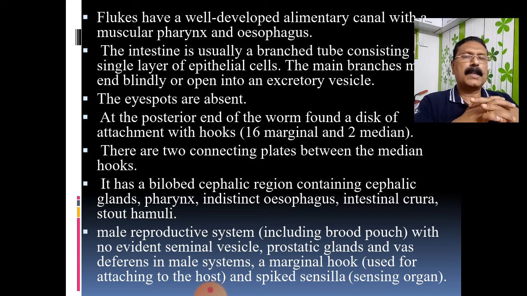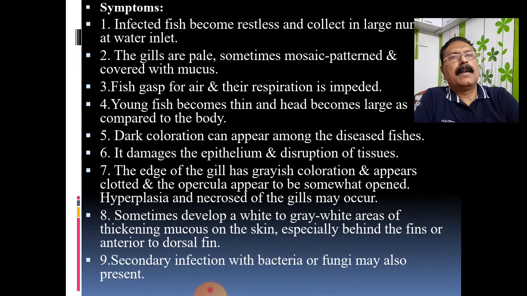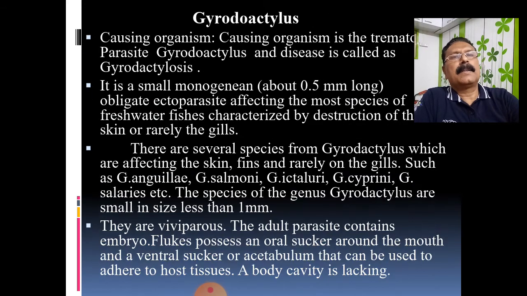Seminal vesicles evidence is not yet reported, and it also has the prostatic glands and vas deferens in the male system, marginal hooks, and certain types of sensory organs. So this is a little bit regarding the structure of the infecting parasite known as Gyrodactylus.